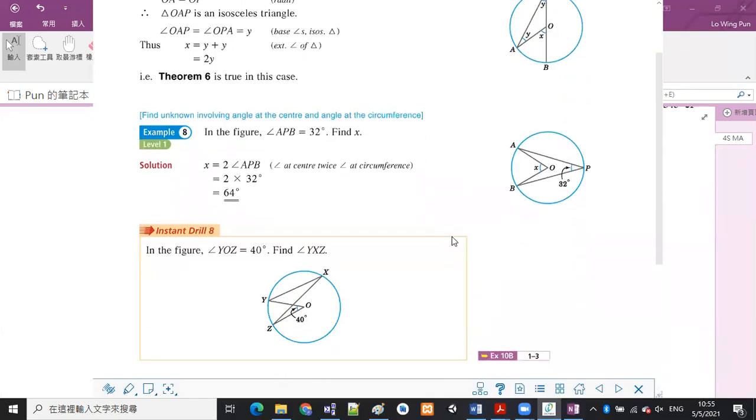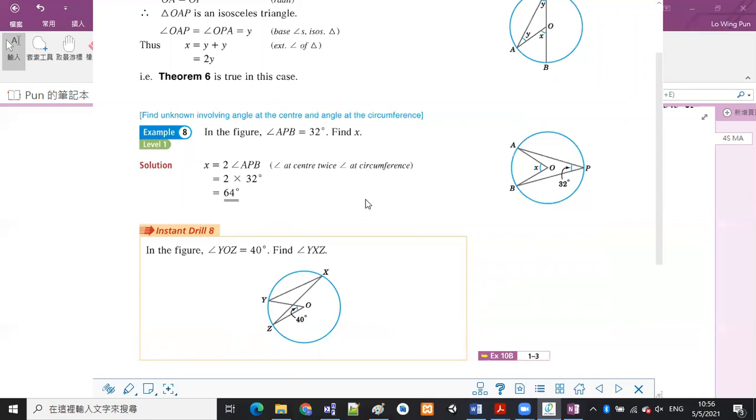Let's look at some questions. Example 8. Example 8, this one is very easy. So x is an angle at center. It is looking at arc AB. And then 32 degrees is an angle at circumference, and it is also looking at the same arc. So they will have the double relationship. X will be equal to 2 times 32 degrees. Okay, so it will be equal to 64 degrees. That is very easy.